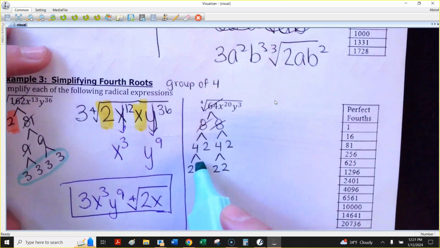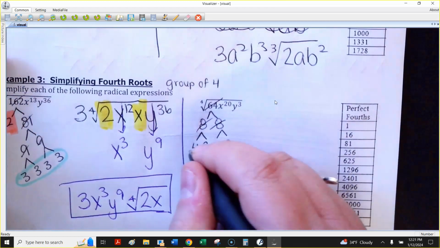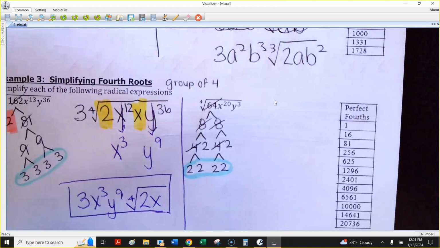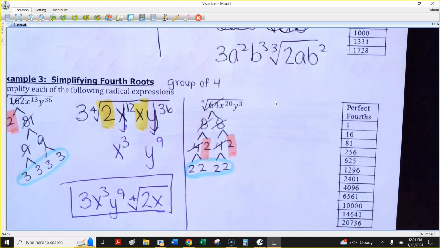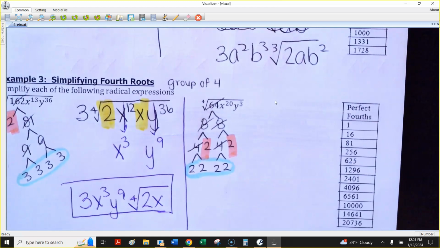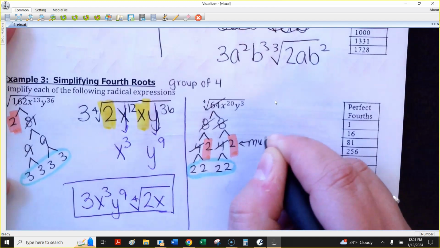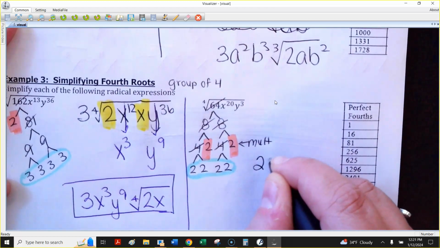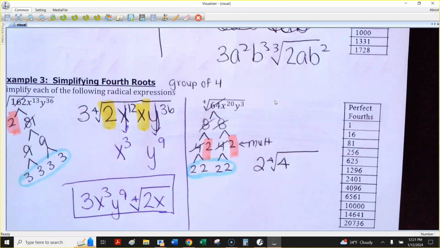Okay, now this one's kind of weird. So I have a group of 4 right here. I actually have 2 2s that I can't put in the group of 4. So if you have 2 numbers or 3 numbers or whatever that don't have a group of 4, when you put them back together, you multiply them together. So you're going to pull a 2 out in front. There would be a 4 left underneath that. 2 times 2 is 4. So if you have anything that doesn't have a group of 4, if it's different or even the same number as it is here, you put them back together with multiplication.